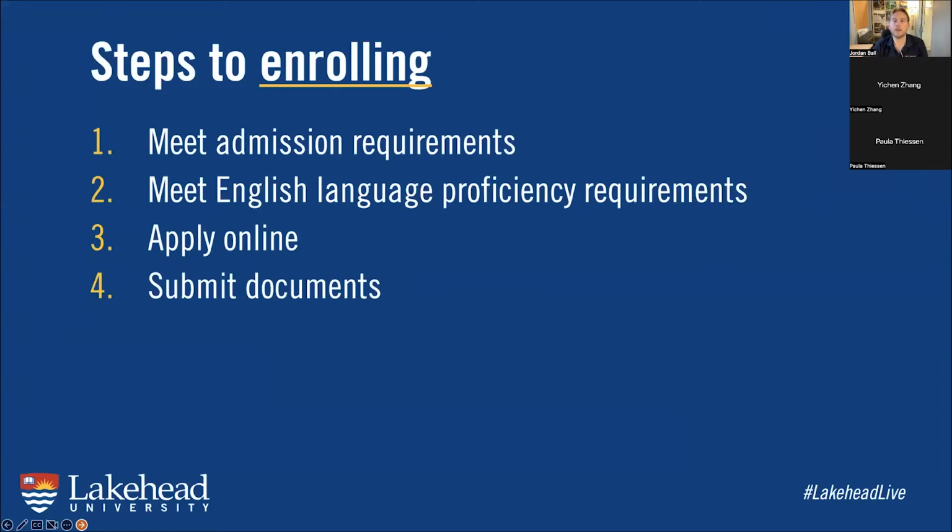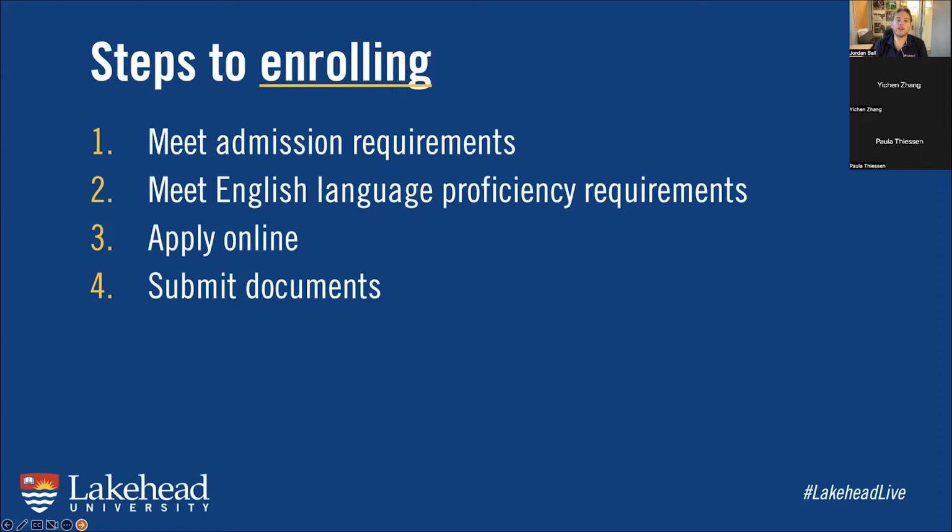So steps to enrolling, we're going to dive right into it, folks. There are 4 simple steps. Number 1, you need to meet your admission requirements. It doesn't mean that you can't apply if you have not satisfied those admission requirements. For example, if you're entering a bachelor's degree, you need your high school diploma. If you're in the last year of that diploma, you don't need to satisfy that, i.e. graduate, before you apply. You can start that application and then send us your in-progress marks and continue to update us as your semester and your program progresses.